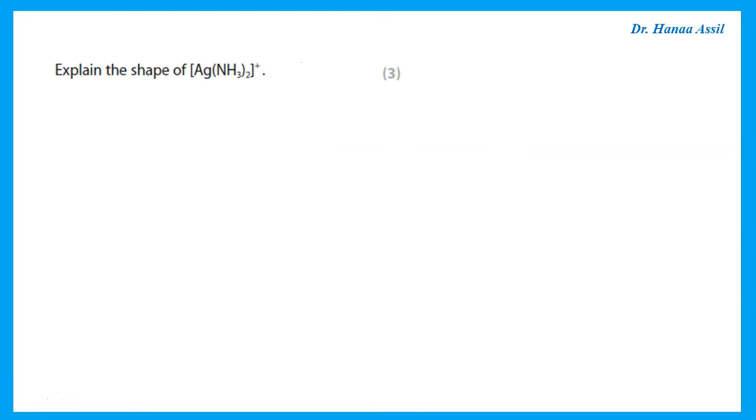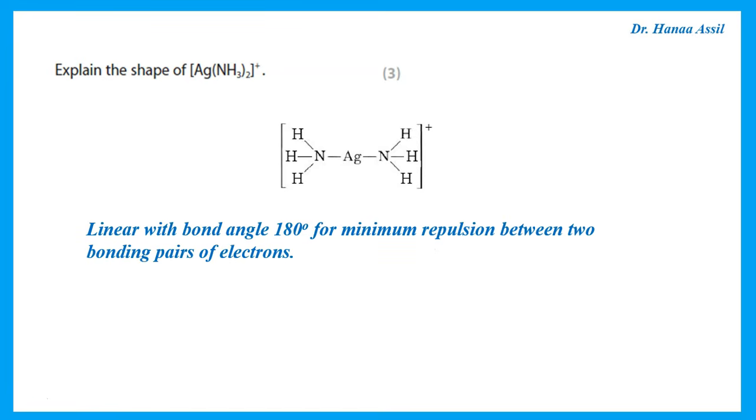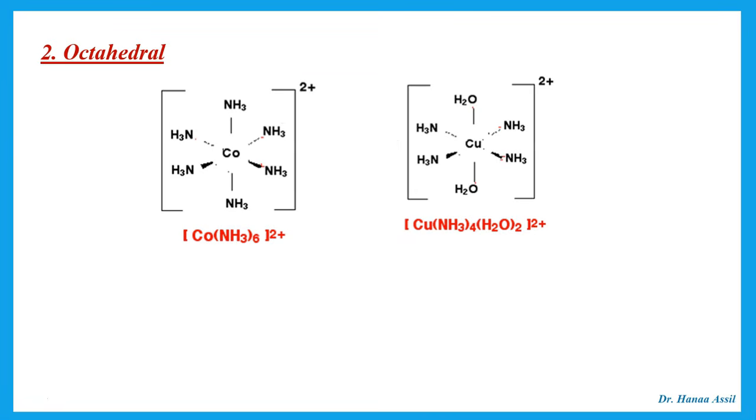If we are asked to explain the shape of the silver ammonia complex, we said this has 2 ligands, so they have to be as far away from each other as possible. It is linear with bond angle 180. This is for minimum repulsion between the 2 bonding pairs of electrons.